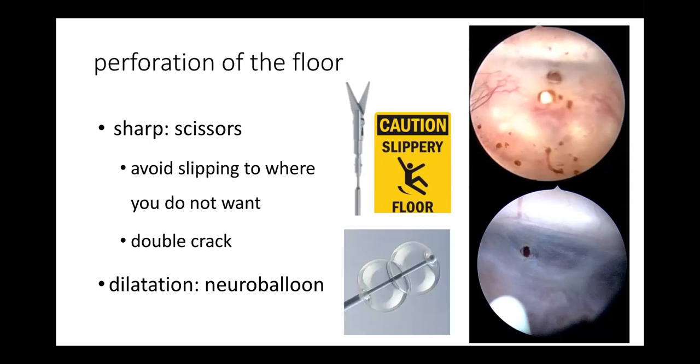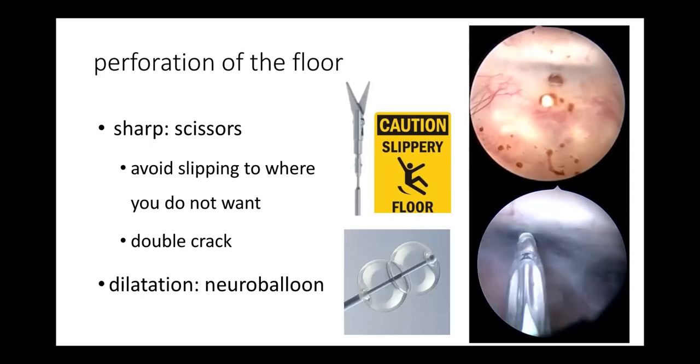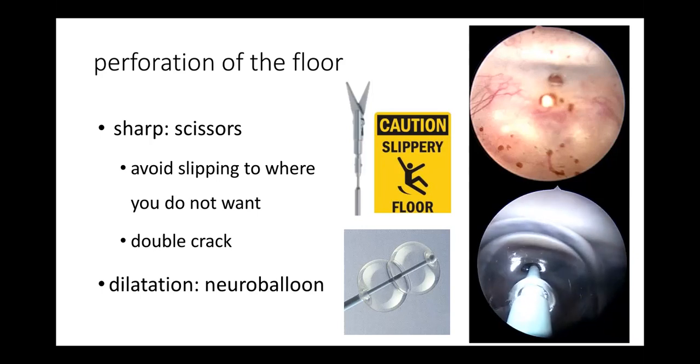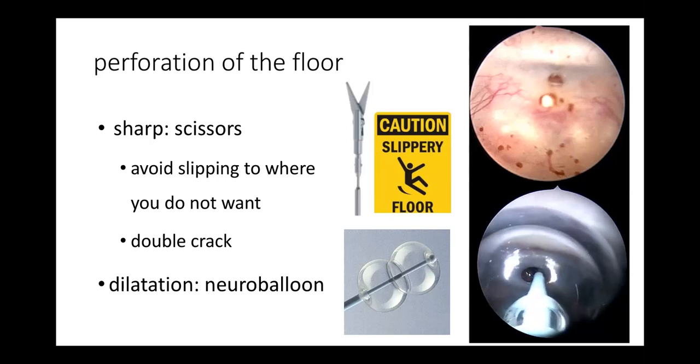Then we use the balloon to widen the hole we have done. You do the perforation in place first, and then you place the balloon between the two balloons, just at the place where you want the membrane to be fixed.